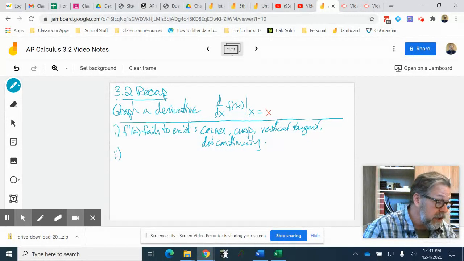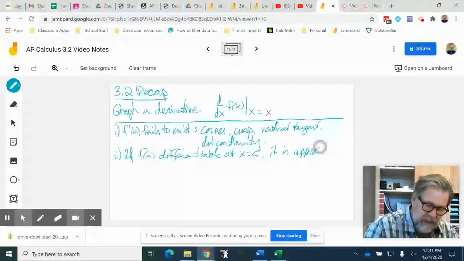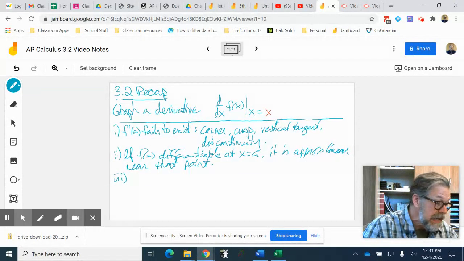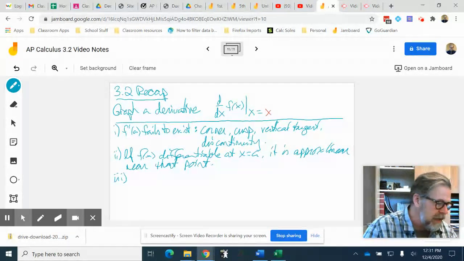Two, what do I need to know? You need to know about local linearity. If a function is differentiable at a point, it is approximately linear near that point. Now, obviously, near is a judgment word. It's going to depend on the problem, but we'll talk about that more later on. And really what you want to be thinking about is if you've got a function that looks like it has a corner, does it really? You want to be careful about that.